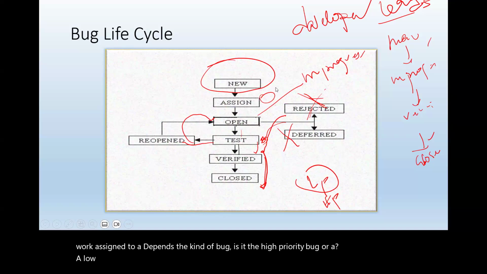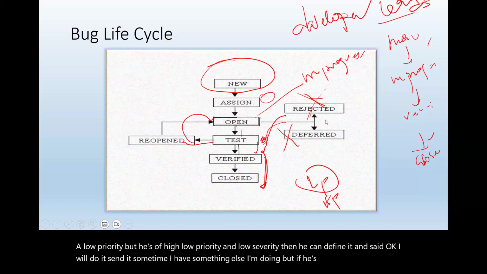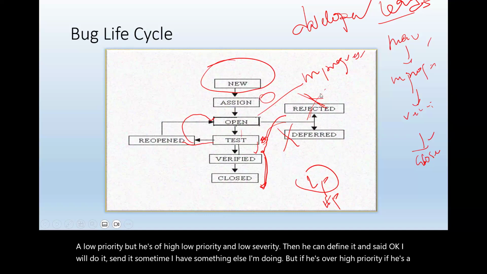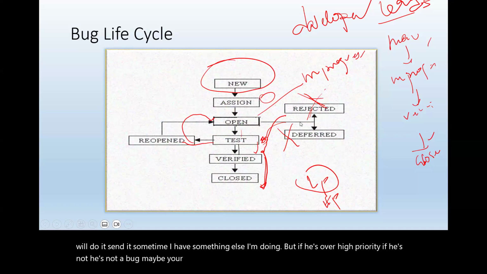If it's of low priority and low severity, then you can define it and say, okay, I will do it, send it sometime, I have something else I'm doing. But if it's of a high priority, and it's not a bug, maybe your internet connection is due to a payment gateway, you can reject that and say this is not a bug.